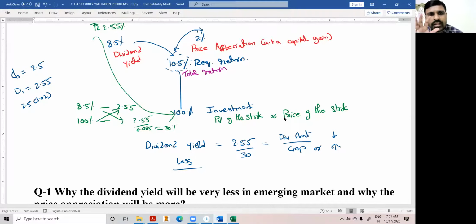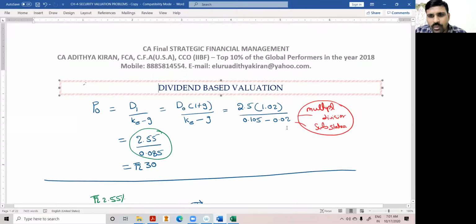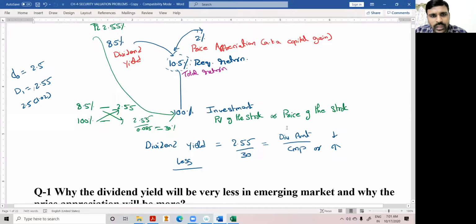So don't blindly substitute the given values in the formula and demonstrate your arithmetical skills. That is not what we are meant for. We have to think about the problem and understand the problem. This is the point. So therefore, in the Indian scenario, reverse that. Take price appreciation more and dividend yield as lesser. That is the point.